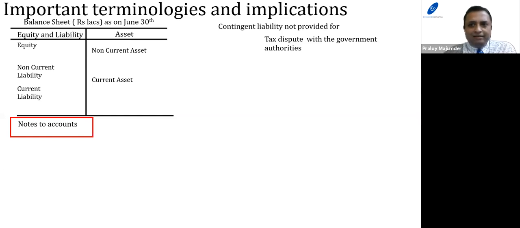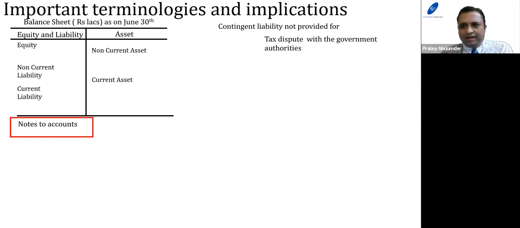Had it been provided, you would have immediately passed an entry debiting P&L expenses, contingent liability or disputed tax provided for. The first example of a contingent liability not provided for is a tax dispute. The income tax department, to collect revenues, can send notices. The business entity is protesting the notices, so it has filed an appeal. Since it has filed an appeal, it appears in the notes to the account as a disputed tax dispute.